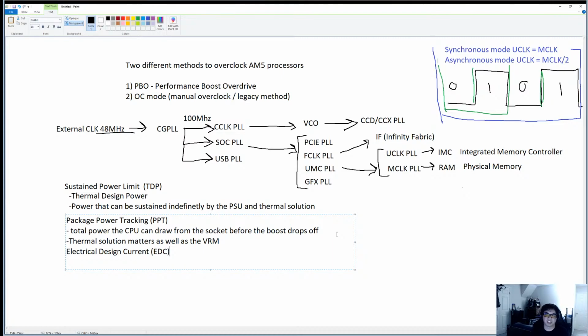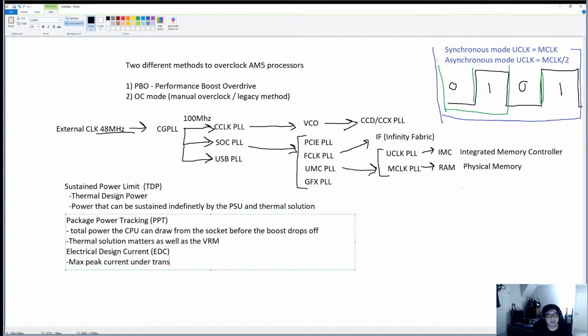So the electrical design current is the maximum amount of current under transient conditions for a short, thermally insignificant time. That is the definition. So I'm going to type it out. Max peak current, or we'll just say peak. The maximum peak current under transient.